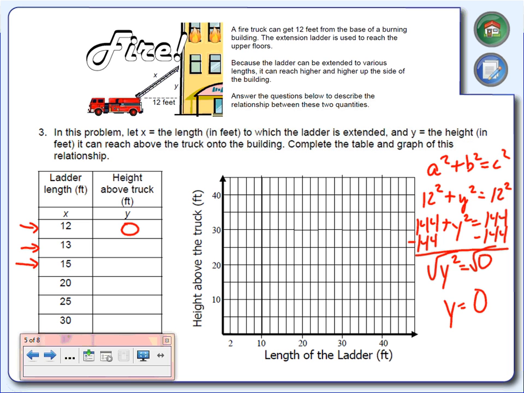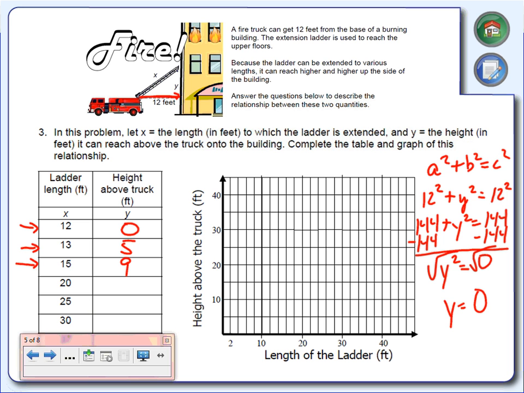It'd be like 12, right? Yeah. If we extend this ladder 12 feet, all we're going to do is basically touch the building. That's all we're doing. And we're not going any higher than the height of the truck. It's pretty much level. What if the ladder was extended 13 feet? 5. We already did that one. That was number 1. What if we were to extend the ladder 15 feet? 9. We did that one. That was number 2.